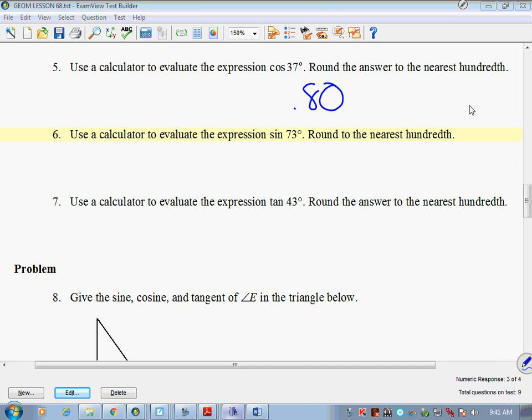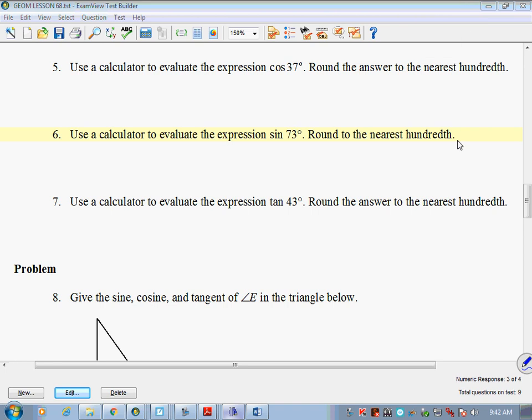Okay, let's see. Mick, can you tell me what you get when you evaluate the expression sine 73? 0.96. Very good. Okay. Let's see, somebody else. I don't call on Miss Ayala a whole lot. Miss Ayala, tell me what tan 43 comes out to. 0.93. 0.93. Okay, is everybody getting these numbers as you plug them in? Okay, great.